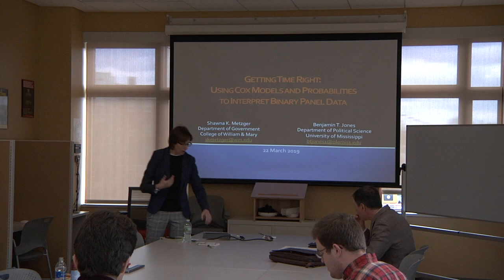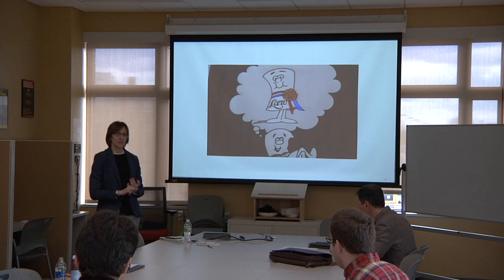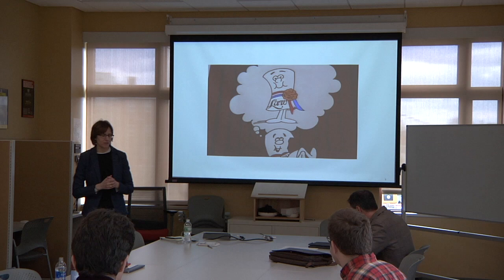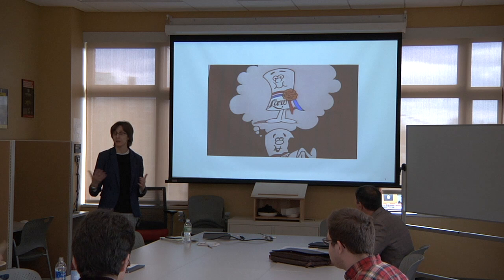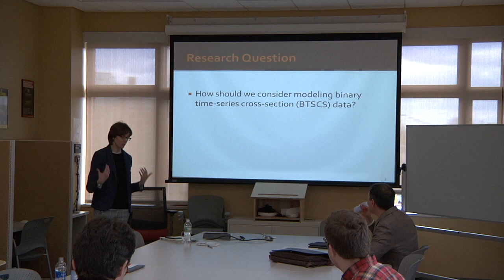Because all of us are interested in, many of us at least, in events, right? So whether that's a bill becoming a law, whether that's two states being at war with each other, whether that's seeing if a statute has been partially struck from the books by a court, whether that's a state becoming democratic. Right? So often when we have these questions about events, we have multiple subjects, like multiple pairs of states for multiple years, and these are binary time series cross-section data. So to the extent we have to put today's talk into a research question form, the main question motivating it is how exactly should we as political scientists consider modeling BTSCS data?